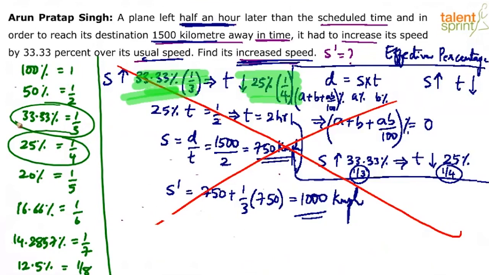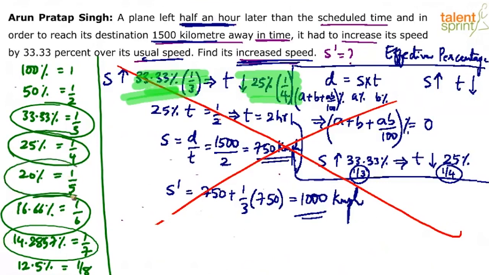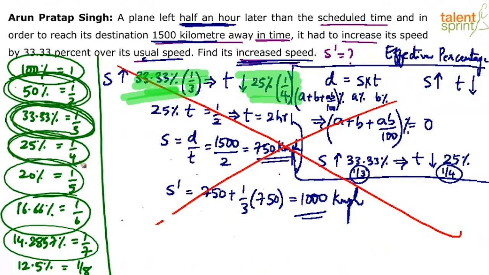Like for example, if the question says speed increased by 16.66 percentage, you can come to a conclusion that the time will reduce by 14.28 percentage. Suppose the question says speed increased by 25 percentage, time will reduce by 20 percentage. If the speed increased by 100 percentage, time will reduce by 50 percentage. If the speed increased by 50 percentage, time will reduce by 33.33 percentage. If the speed increased by 33.33 percentage, time will reduce by 25 percentage. If the speed has increased by 20 percentage, time will reduce by 16.66 percentage.